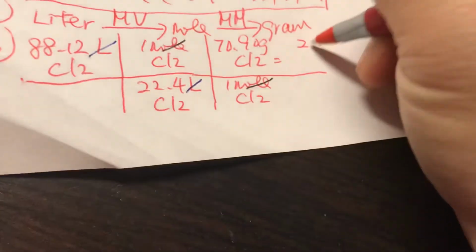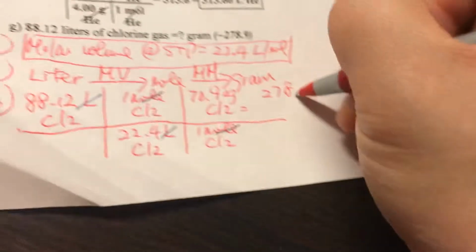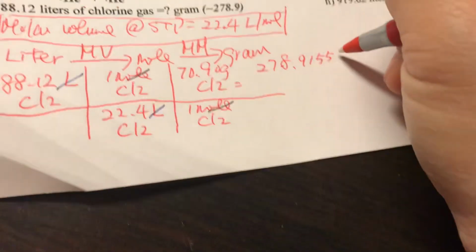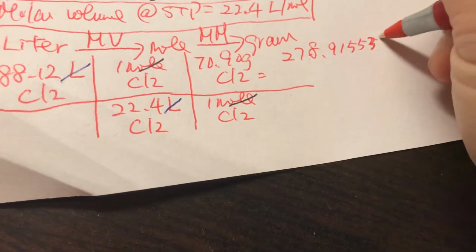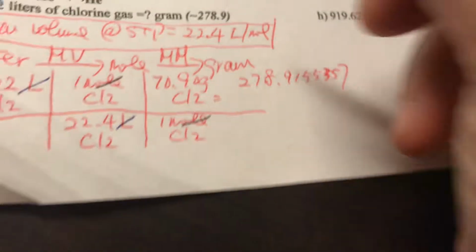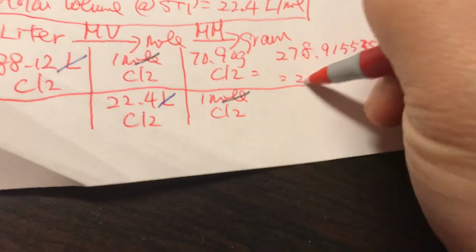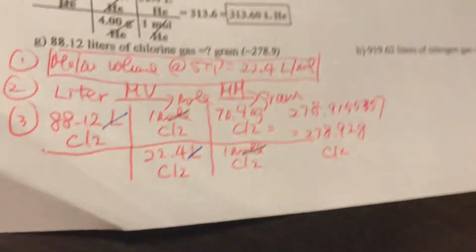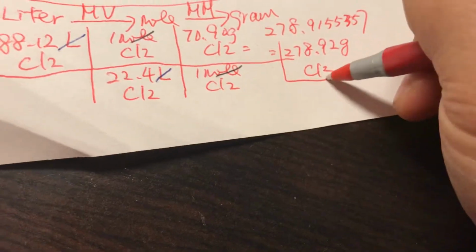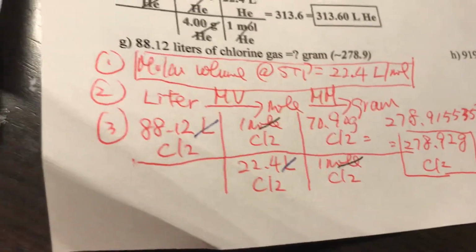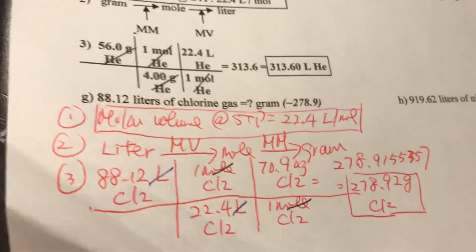And then your math, I will get 278.9155357, and I will round to 278.92 grams Cl2. So this is my answer. Okay, now here you just need to be careful if it's a diatomic gas, that's all. Otherwise, really straightforward.